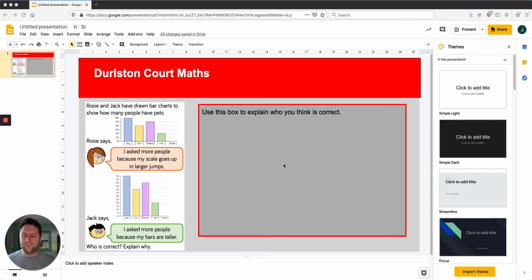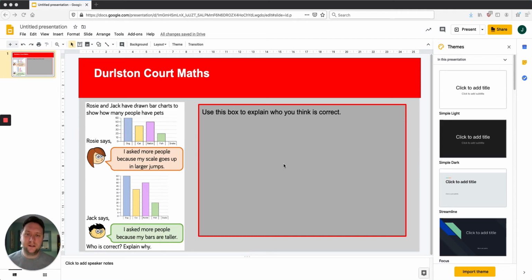Okay, so when answering this question, it's very important that we read the question very carefully. Rosie and Jack have drawn bar charts to show how many people have pets. Rosie says, I asked more people because my scale goes up in larger jumps. Jack says, I asked more people because my bars are taller. Who is correct? Explain why.